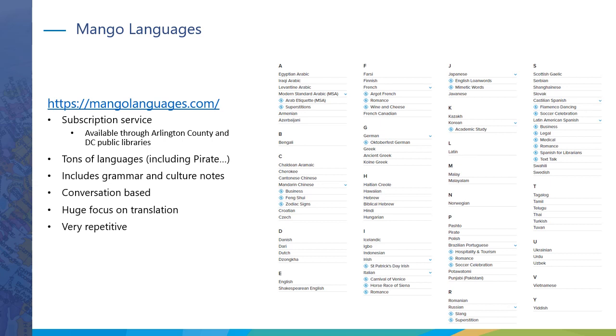Mango includes a ton of languages, including some sillier ones like Pirate or Soccer Celebration. They also have some interesting, very specific ones, such as Arab Etiquette or Business Chinese.